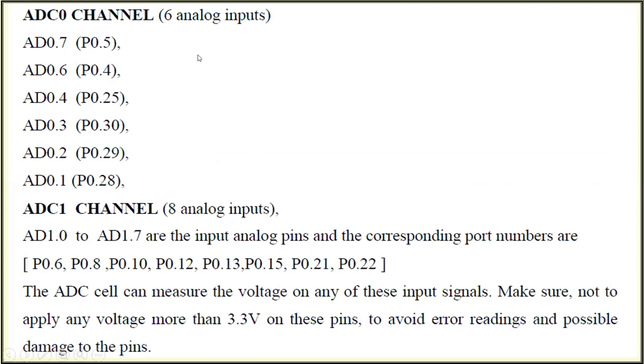As for our example, experiment, we are using ADC 0. Well, we know that ADC 0 has 6 channels, 6 analog inputs. Here we are going to concentrate on AD0.1. So this is available on P0.28. Therefore, we are going to provide analog input at P0.28 with the help of potentiometer.